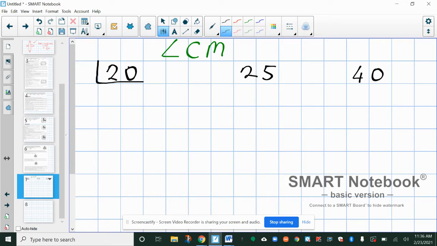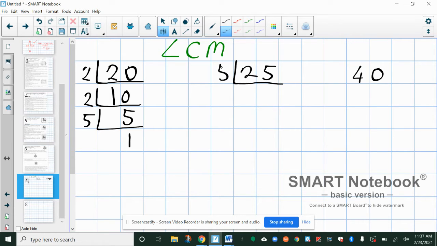So I'll begin by choosing prime numbers using the repeated division method. 20 is an even number, it's divisible by 2. I get 10, I'm going to divide that again by 2, get 5. Now I'm going to divide that by 5. I'm going to do the same for the other two numbers right now. So 25 is divisible by 5, and 5 is divisible by 5 as well.